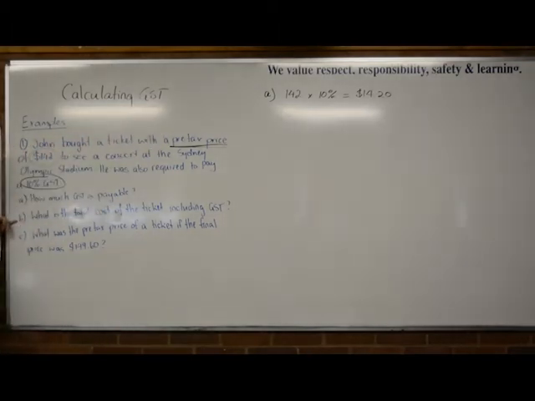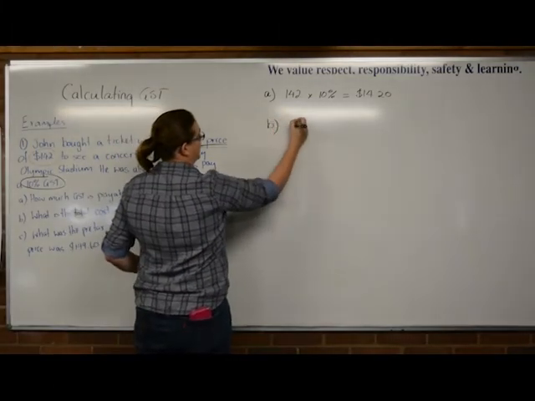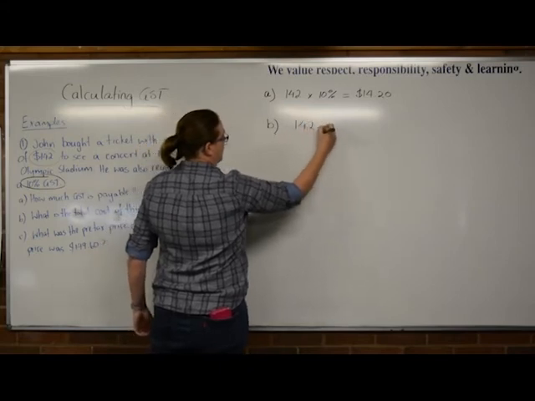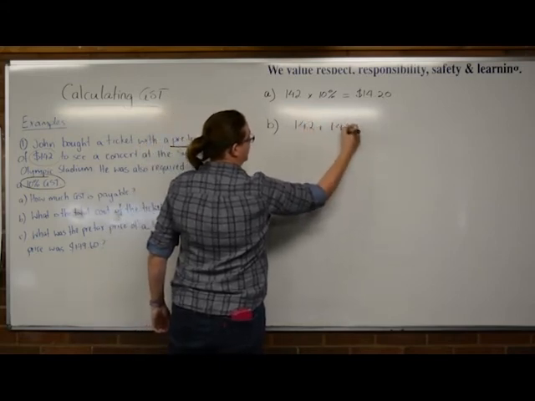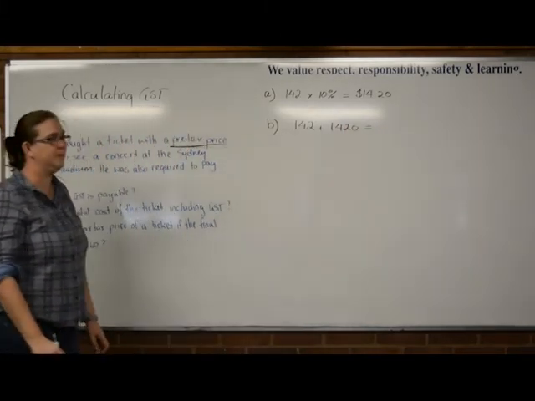Okay, B is what is the total cost of that ticket? 154.20. So what am I going to do to get to that? I'm just going to add it on myself. 142 plus 14.20. And what was it again?